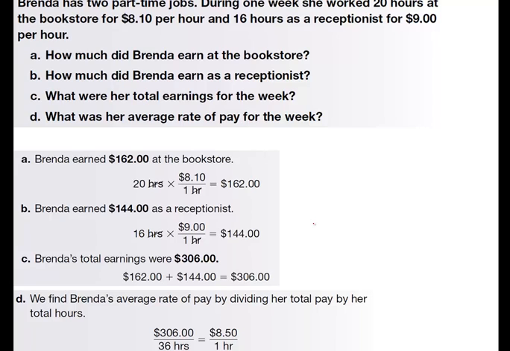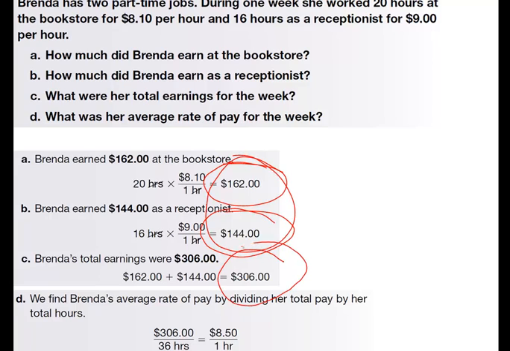So in one, you take the 20 hours times $8.10 an hour. You see that she earned $162. As a receptionist, when she did the 16 hours at $9 an hour, she earned $144. To figure out her total earnings, we added these two together and got $306. And then to get her average rate of pay, we took that $306 and divided by the 36 hours to get $8.50 an hour. Not really complicated, but it requires patience on your part to keep it all organized and keep everything straight so you get the right answers in the right places.